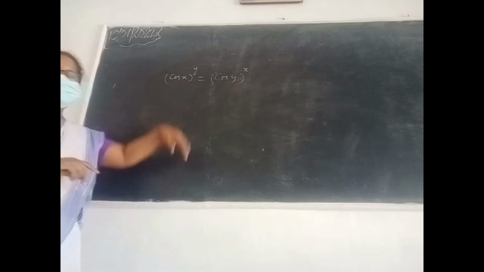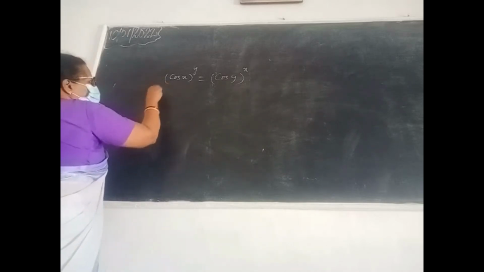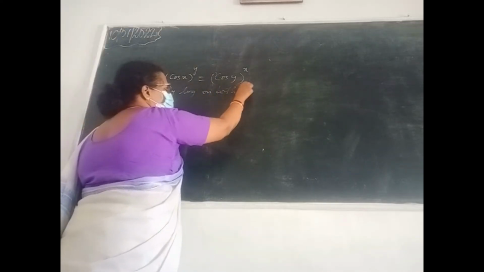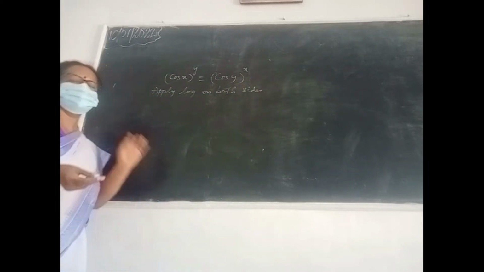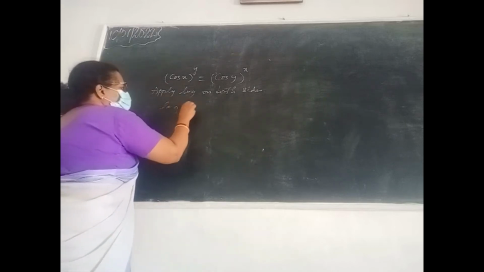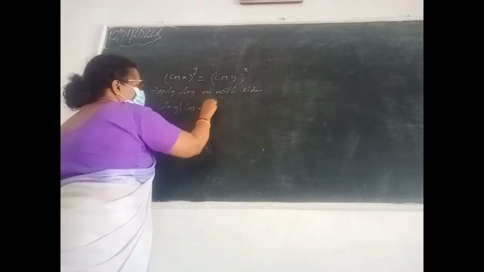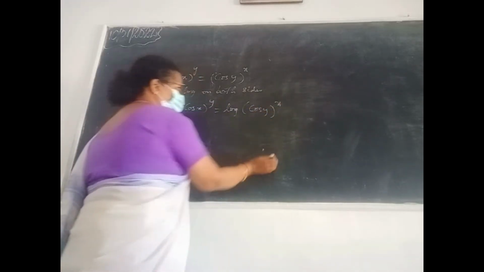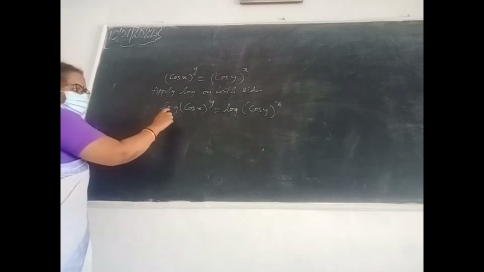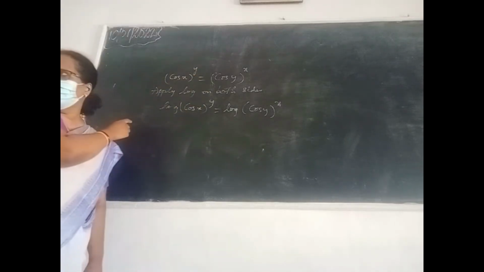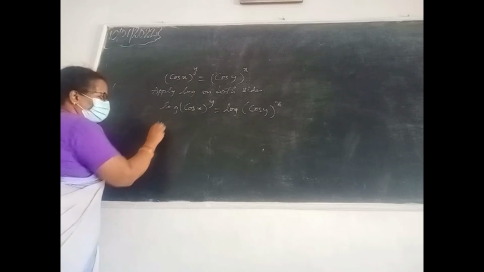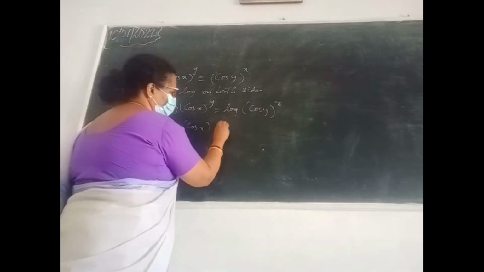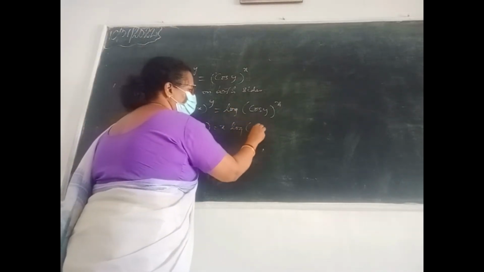Okay. So apply logarithm on both sides. Okay, so you take logarithm, log of cos x raised to y equal to log of cos y raised to x. Then this is of the form log a raised to n, so n log a. So this will be coming as y log of cos x equal to x log of cos y.